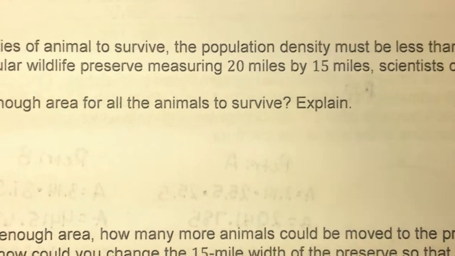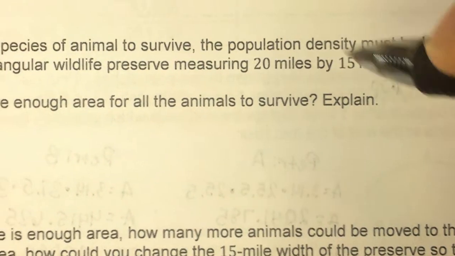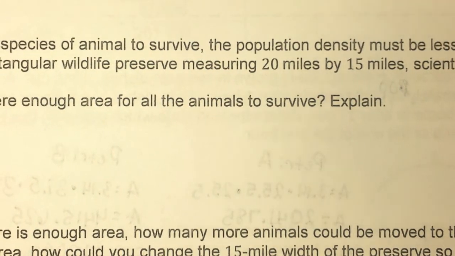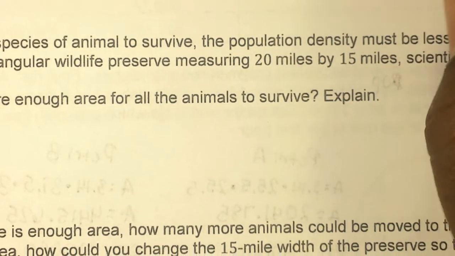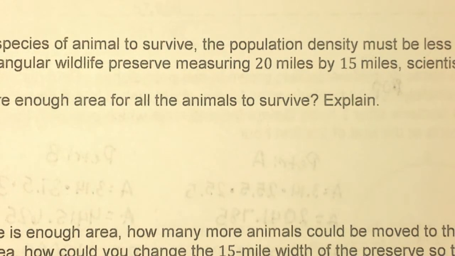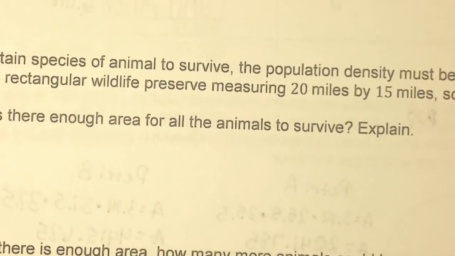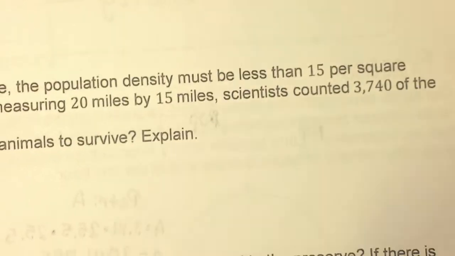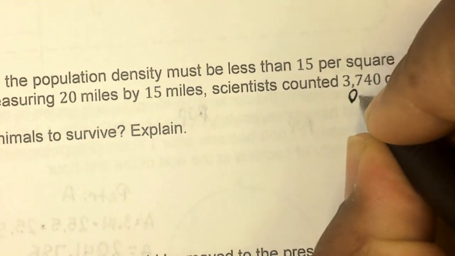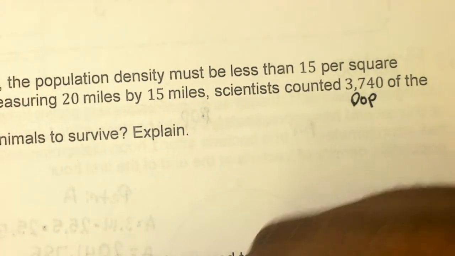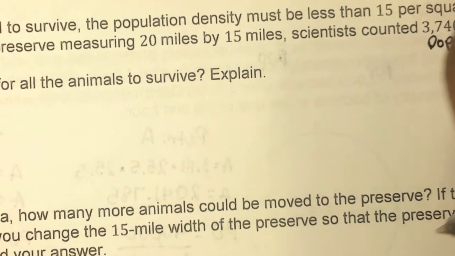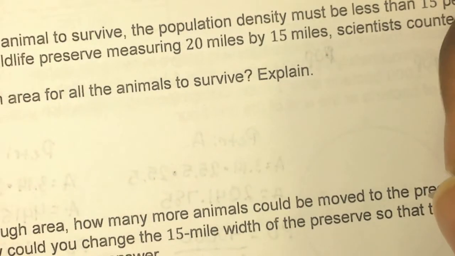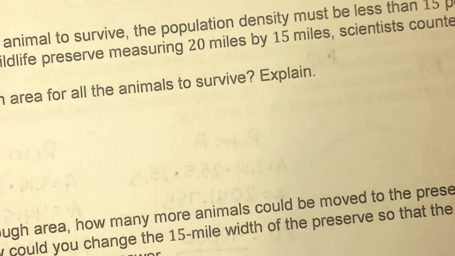Alright? So we're going to find the population density of this area. Compare it to 15. If it's less than 15, then yeah, them animals should be able to survive. If it's greater than that, then these animals in trouble. Alright? But before we do that, they gave us population. That's 3,740. Did they give us area? Yes. What is it? You gotta solve for it. Yeah, we got to solve for it.